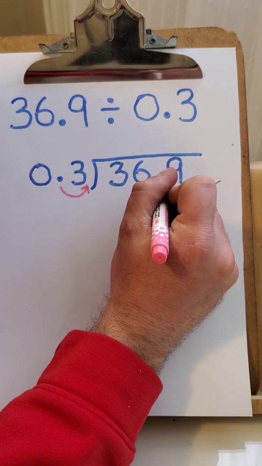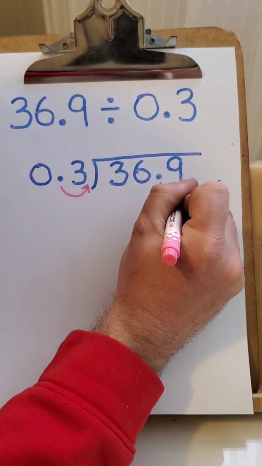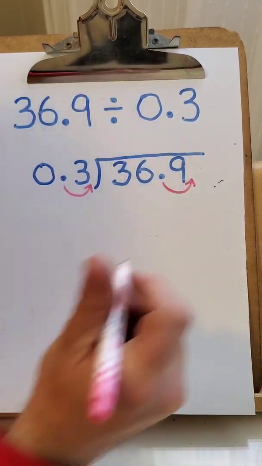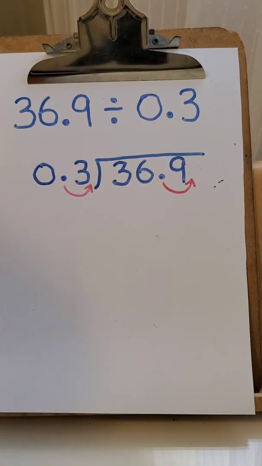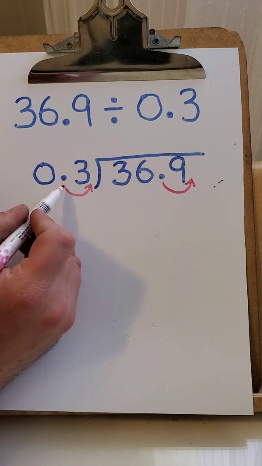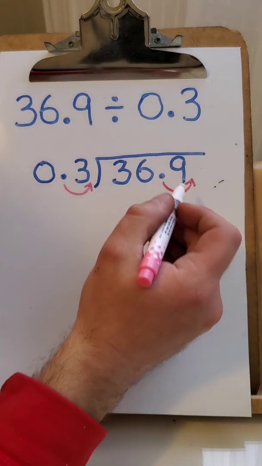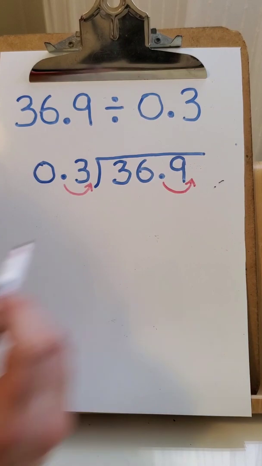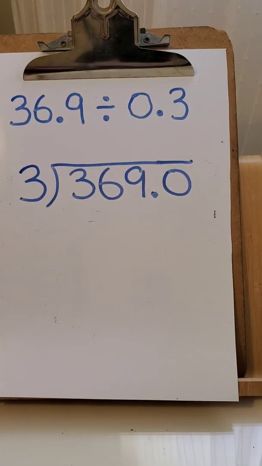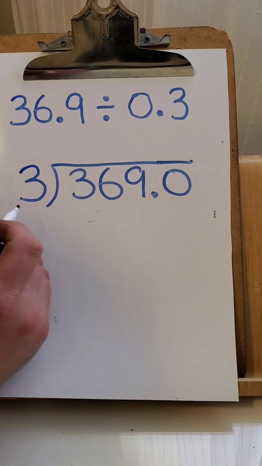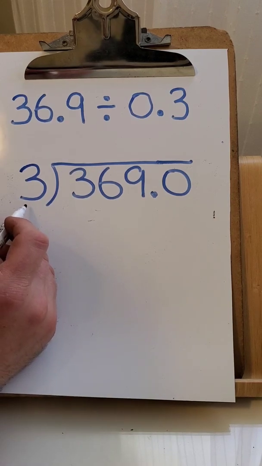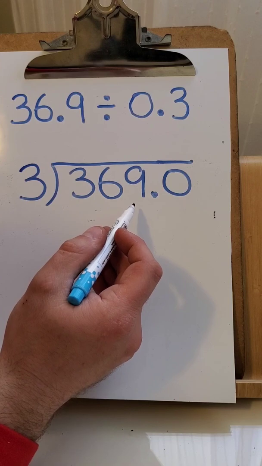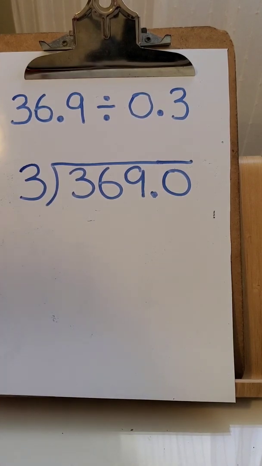And I'm going to do the same thing, step number 2. I'm going to move the decimal point in the dividend to the right the same amount that I did in the divisor. So here, because I moved this only one place to the right, I'm going to do the same thing here. Okay, we have our question rewritten now so that the decimals are moved over. Our divisor is now a whole number of 3, and I've moved the decimal over one place to the right in the dividend as well to make it now 369.